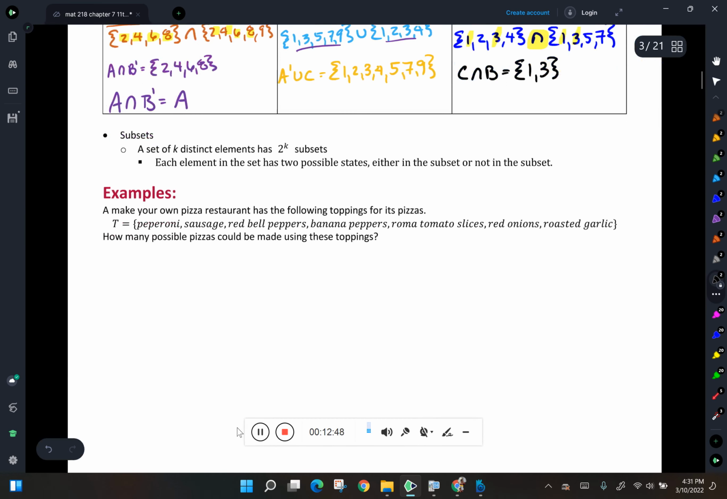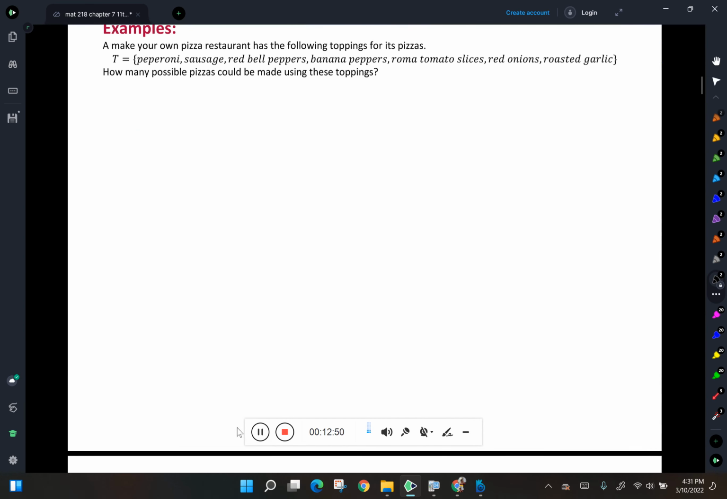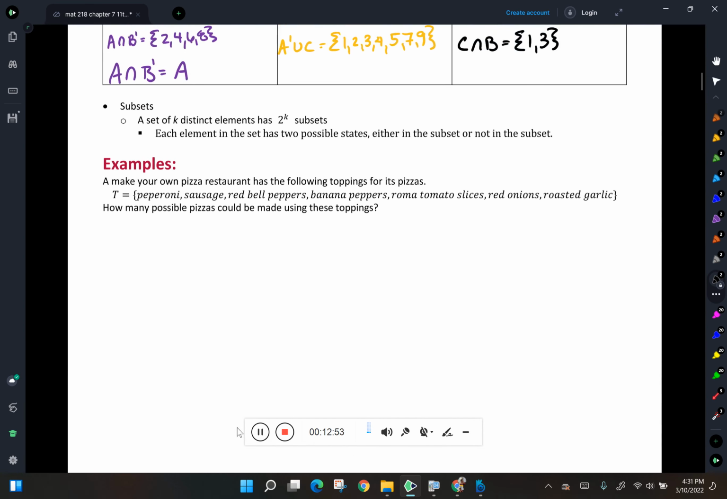Last thing we have to take a look at in this section, and then we'll move on to Venn diagrams, is the idea of subsets.